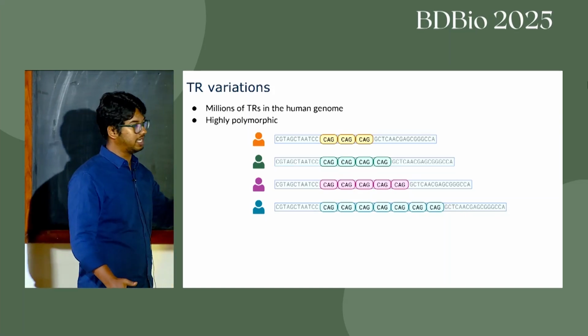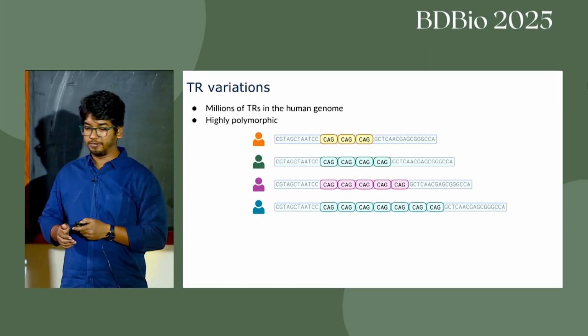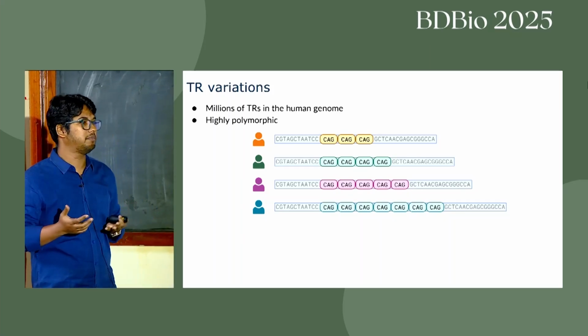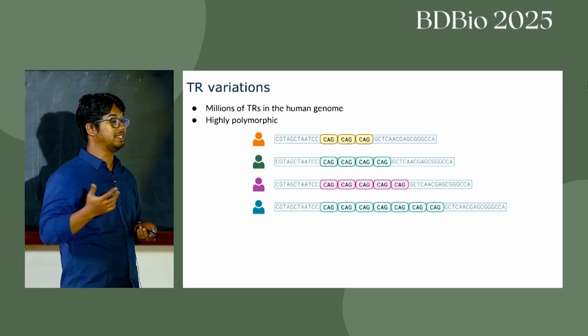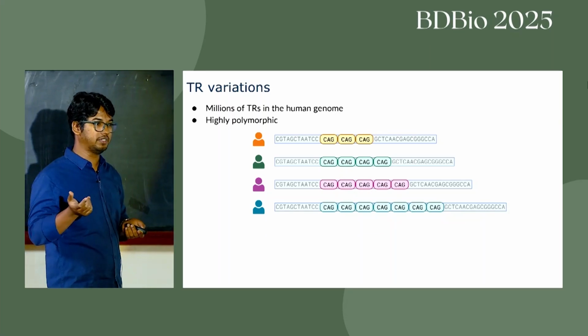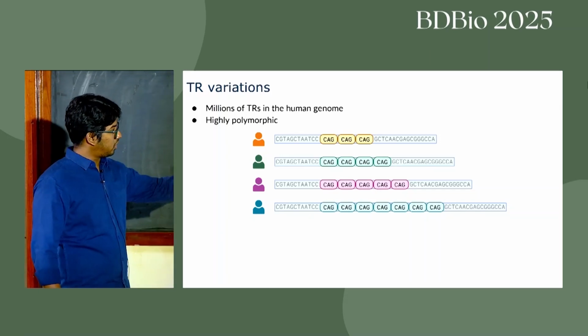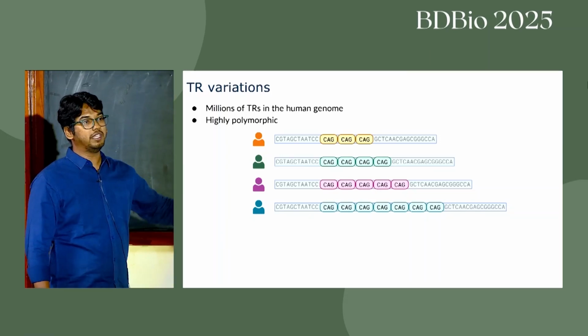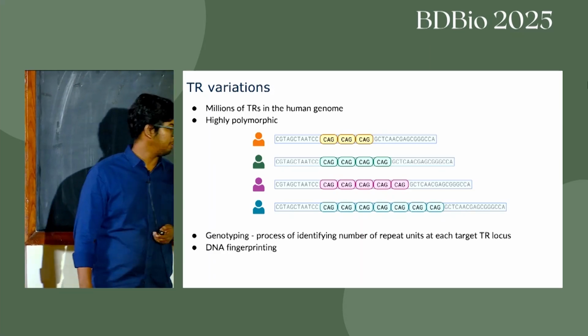So here the motif size is 3, so you see the change also happening in multiples of 3. And the reason why this happens is because of how these mutations come about. It's based on something called strand slippage during DNA replication, but I'm not going to go into the details there. The process of identifying how many repeating units are there at any given location is called genotyping.